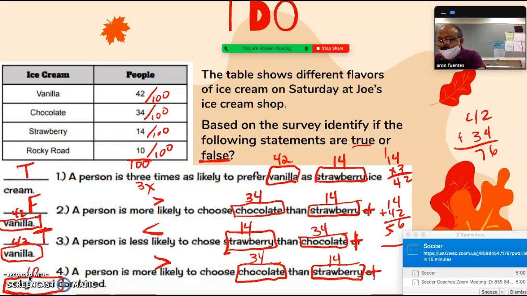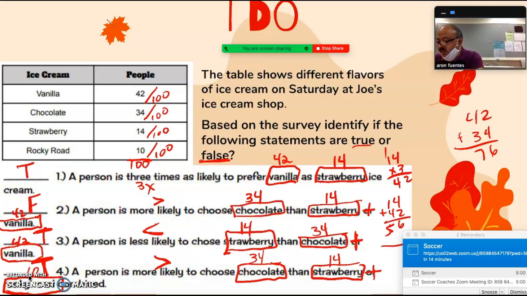So if I add strawberry and Rocky Road, it would be 10 plus 14. Let me erase that and start over on that one. It will be 10 plus 14, which would give me 24. And 34 is greater than 24. So this one would be true.